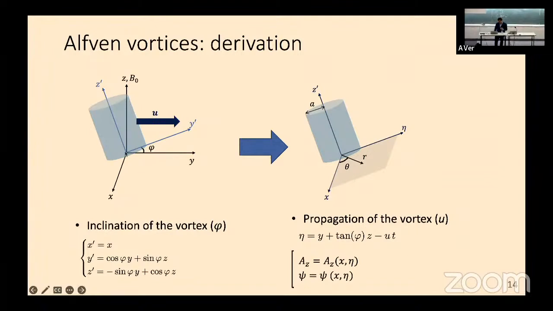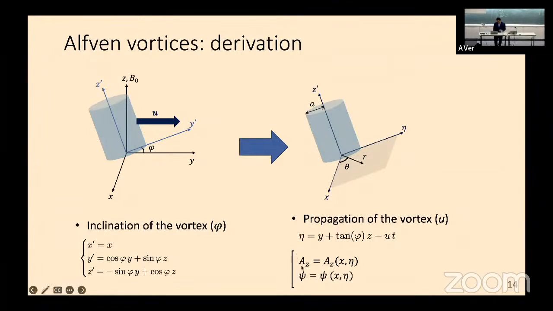The black reference frame system is oriented with respect to the ground magnetic field, while this new reference system is turned a little bit by a small angle phi, and we are searching for a particular solution. So we introduce a new variable, eta. We are trying to find a solution which is propagating at a constant speed, so in order to do this, we introduce a new reference frame system which is moving with the vortex.